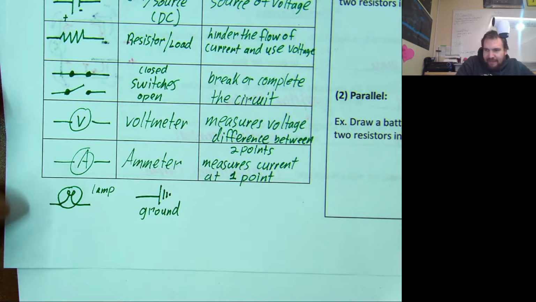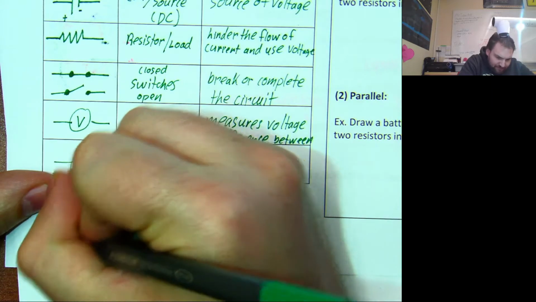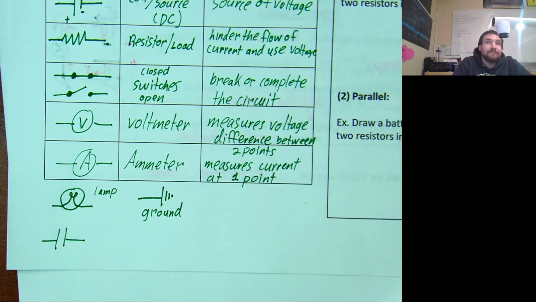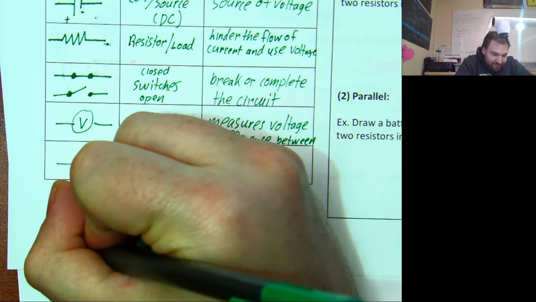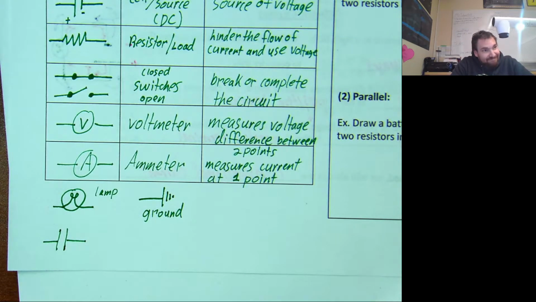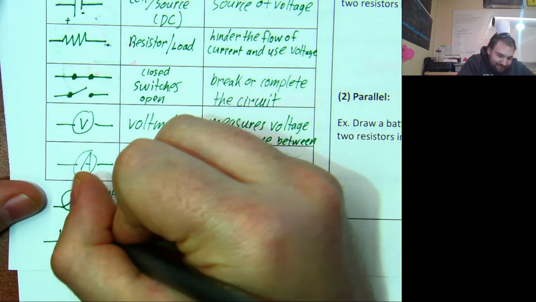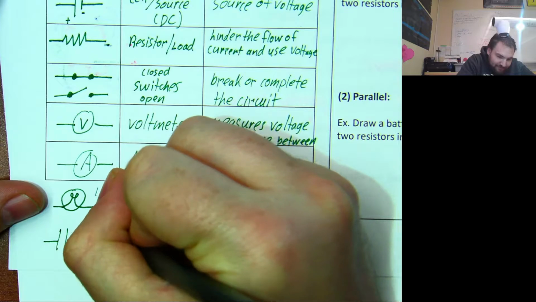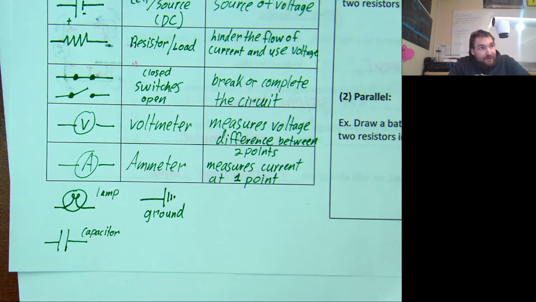We've got one of these bad boys. Not a battery. That is a capacitor. But there's two types of them, a polarized one and a non-polarized one. We're not even going to touch capacitors in this course.